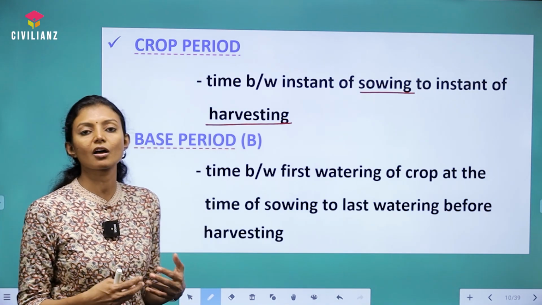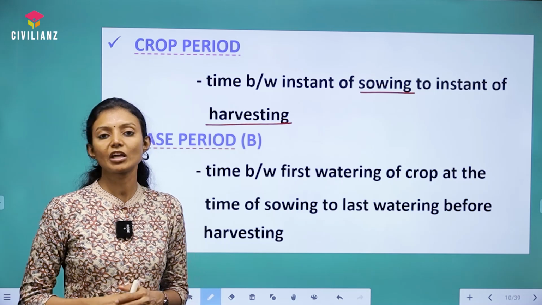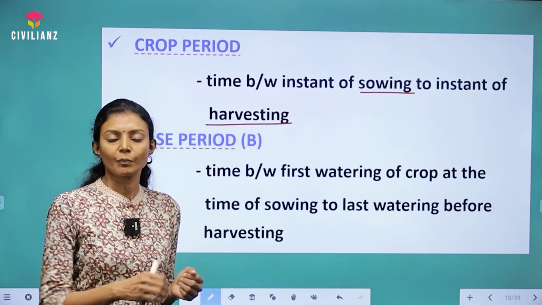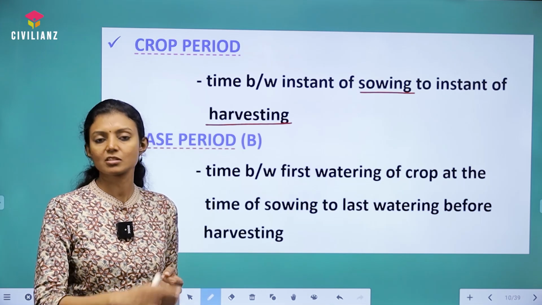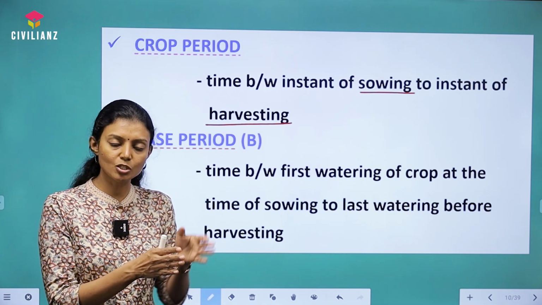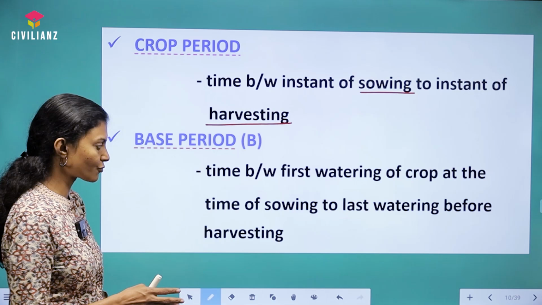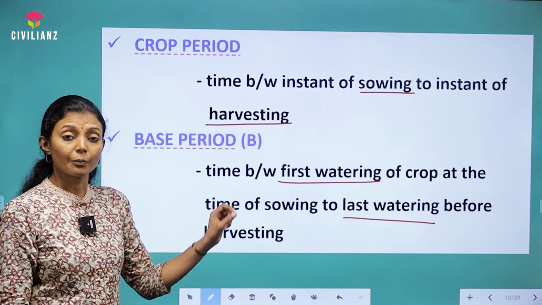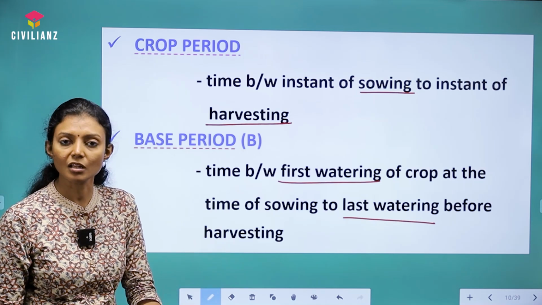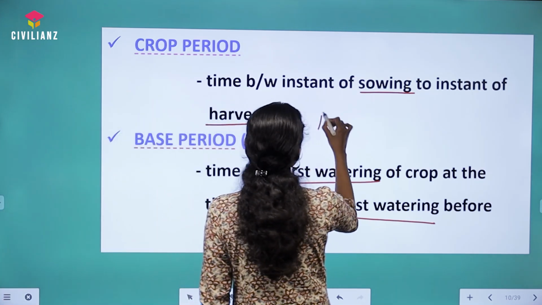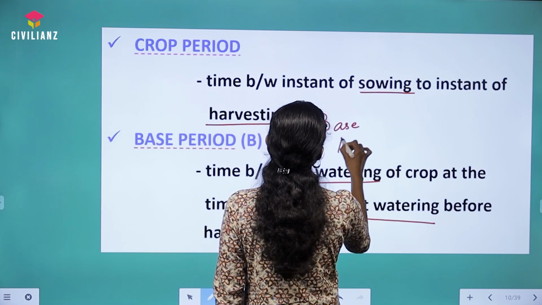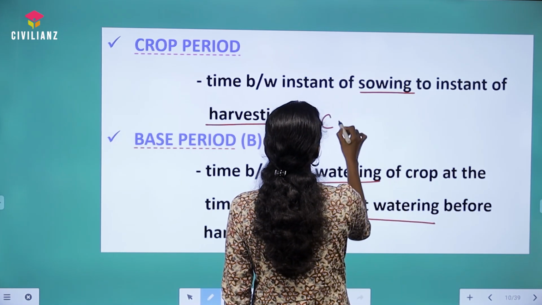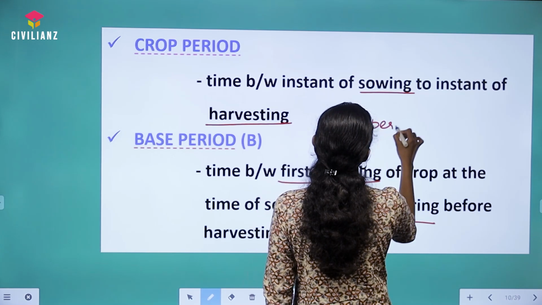So imagine you are harvesting the crop during the first week of June, then we will be providing the last watering a few days back, right? We won't be watering it on the day of harvesting. There is no need for that. So the time between the first watering at the time of sowing to the last watering before harvesting. So definitely base period is greater than crop period. You should know that relation. Base period is greater than crop period. Sorry, crop period is greater than base period.